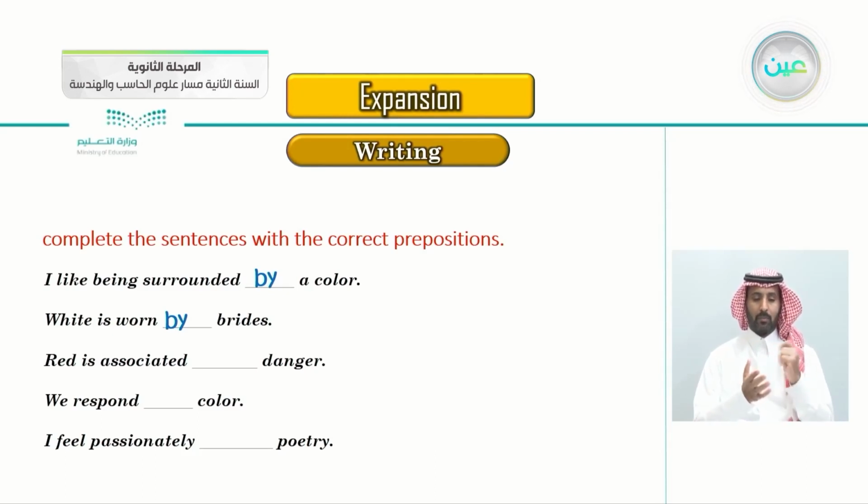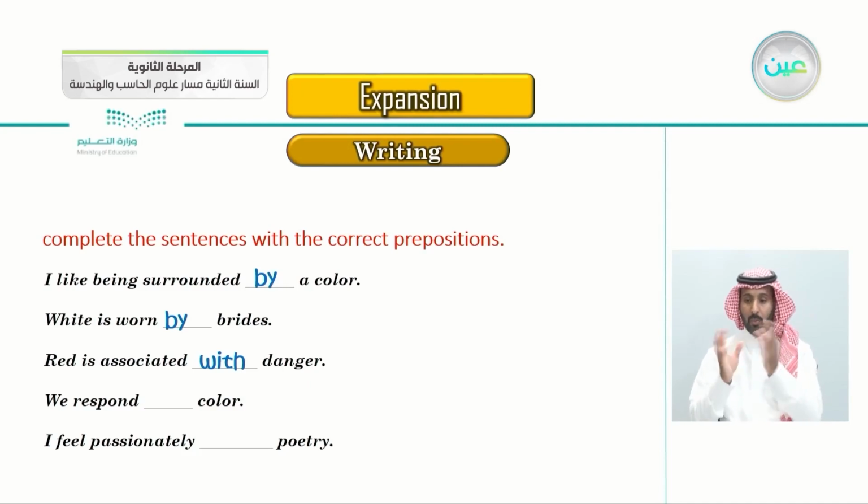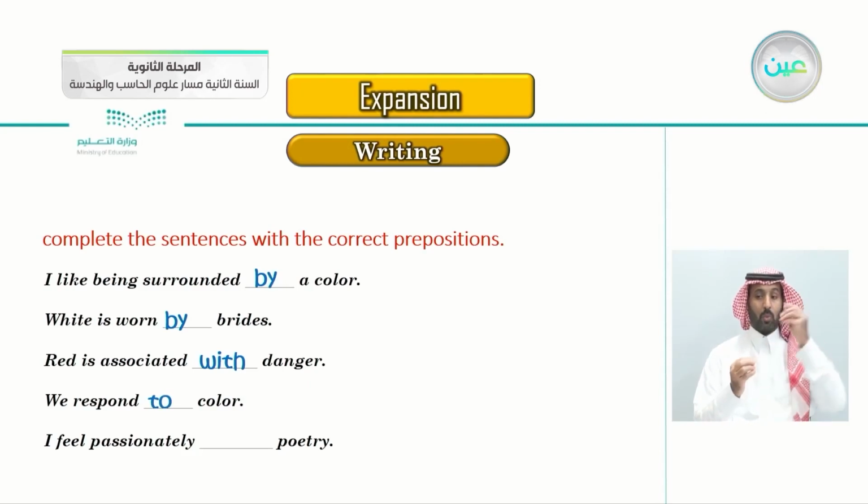Red is associated with danger. Which preposition here? Do we say for, on? So the correct answer is with, of course. So associated with, worn by, surrounded by. Next here, we respond to a color. So the correct preposition here is to. Respond to, not respond on or in or at.